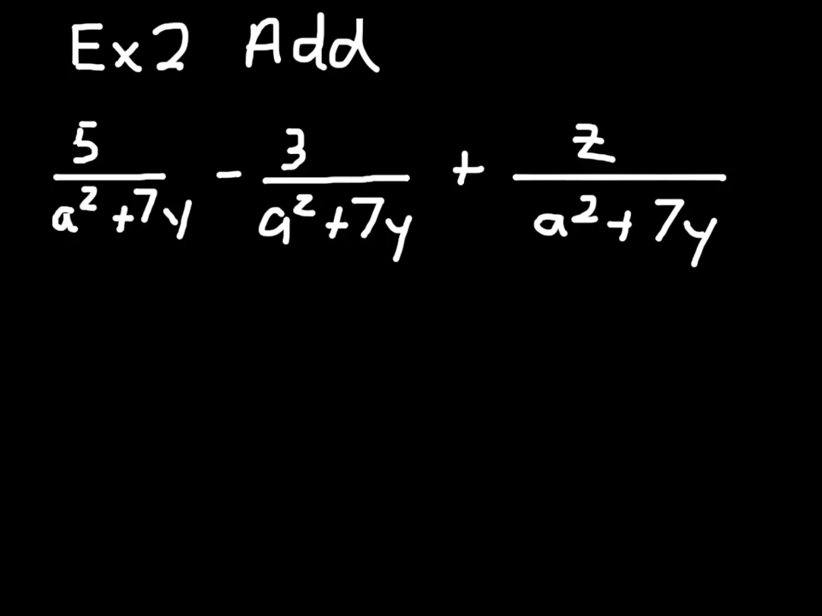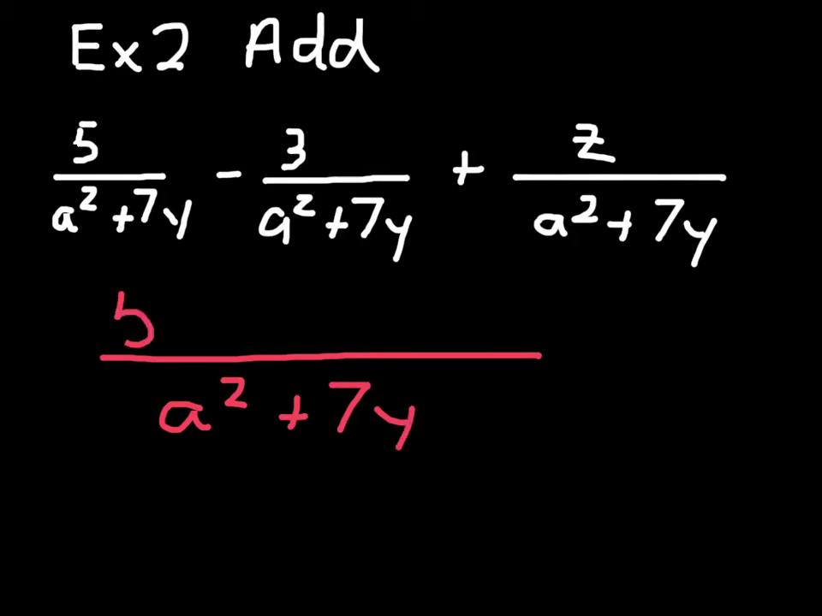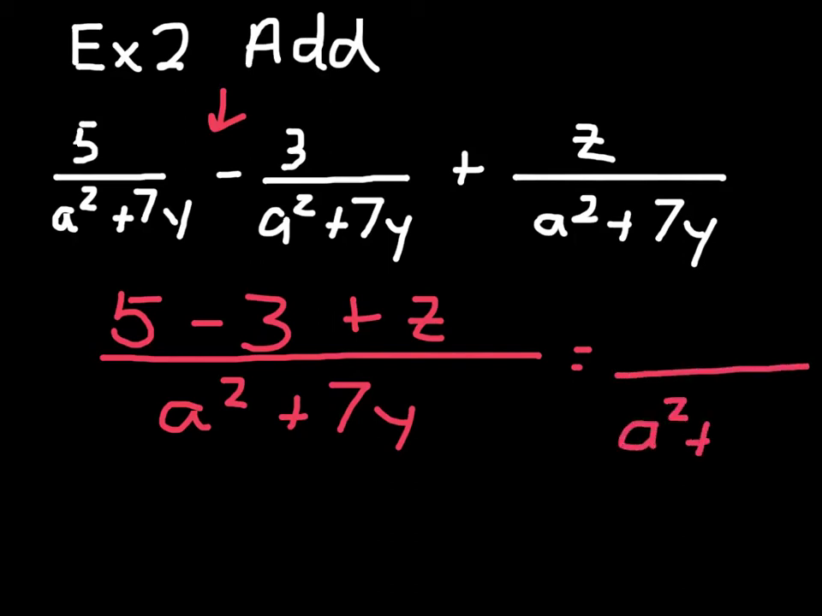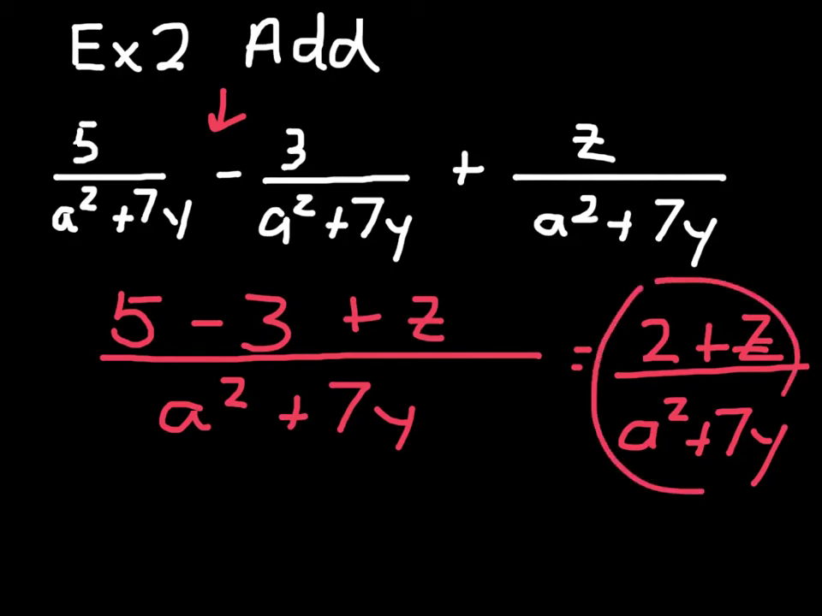Take a look at example 2. Now as I look at this example, notice that all the denominators are the same. So I'm simply going to take my problem here and I'm going to write it over that common denominator of a squared plus 7y. Now what do I do in the top? Well, I have 5 minus the 3, plus the z. Now is there any simplifying that I can do in the top? And the answer is yes, because surely I can take 5 minus 3, which is 2, plus the z. Now, can I add 2 plus z? Answer is no, because they're unlike terms. So this is my final answer.